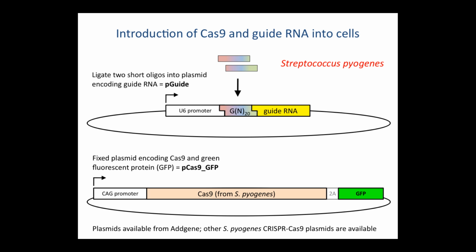In the plasmid shown here, strep pyogenes Cas9 is expressed using a strong promoter called CAG. The plasmid co-expresses a green fluorescent protein, or GFP, which is convenient for marking cells that are successfully expressing Cas9. After the guide RNA plasmid is completed with a single ligation reaction, the two plasmids can be introduced into cells, typically by using the techniques of transfection or electroporation. Of note, the two plasmid system shown here is one of many different systems that are available to express strep pyogenes CRISPR-Cas9 in cells.